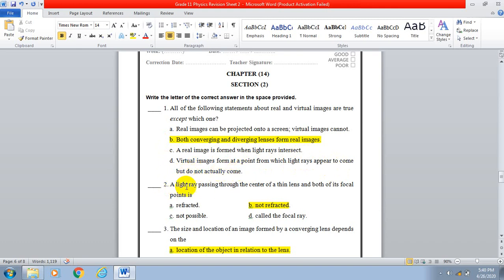Second: a light ray passing through the center of a thin lens and both of its focal lengths is A. refracted, C. possible, not possible, B. not refracted, D. called the focal ray. B, not refracted.